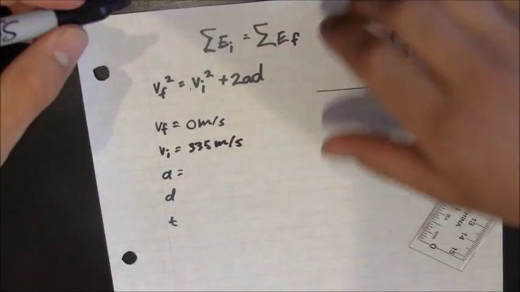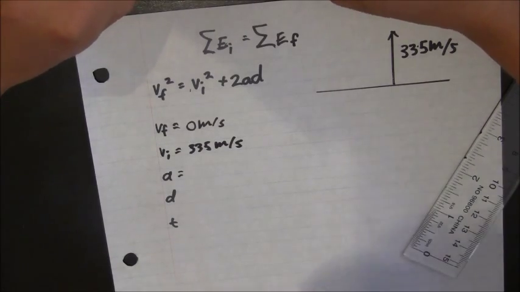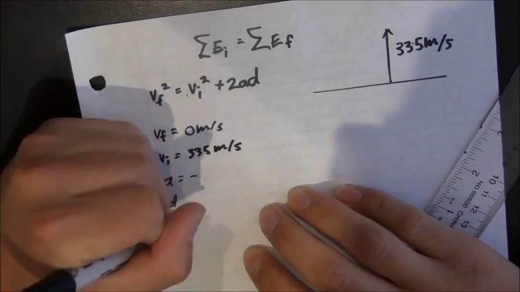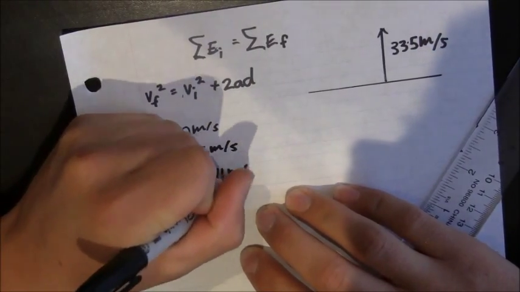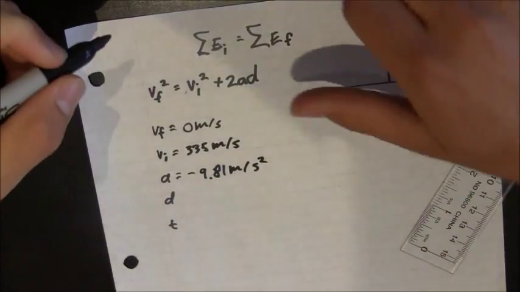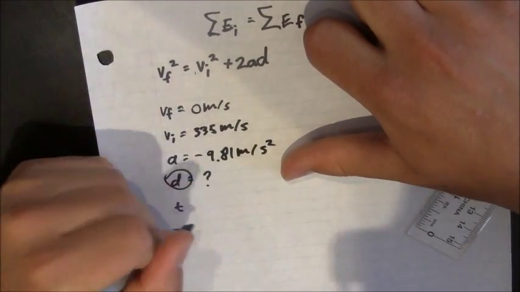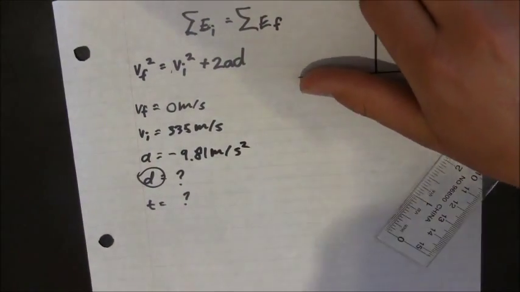Acceleration. Well, acceleration due to gravity on Earth is 9.81 meters per second squared. So what is it here? Well, I'm shooting it up in the air, so it's negative 9.81 meters per second squared. Distance, that's what we're looking for, and we don't know that. Time, we don't know that either, but I can show you later.